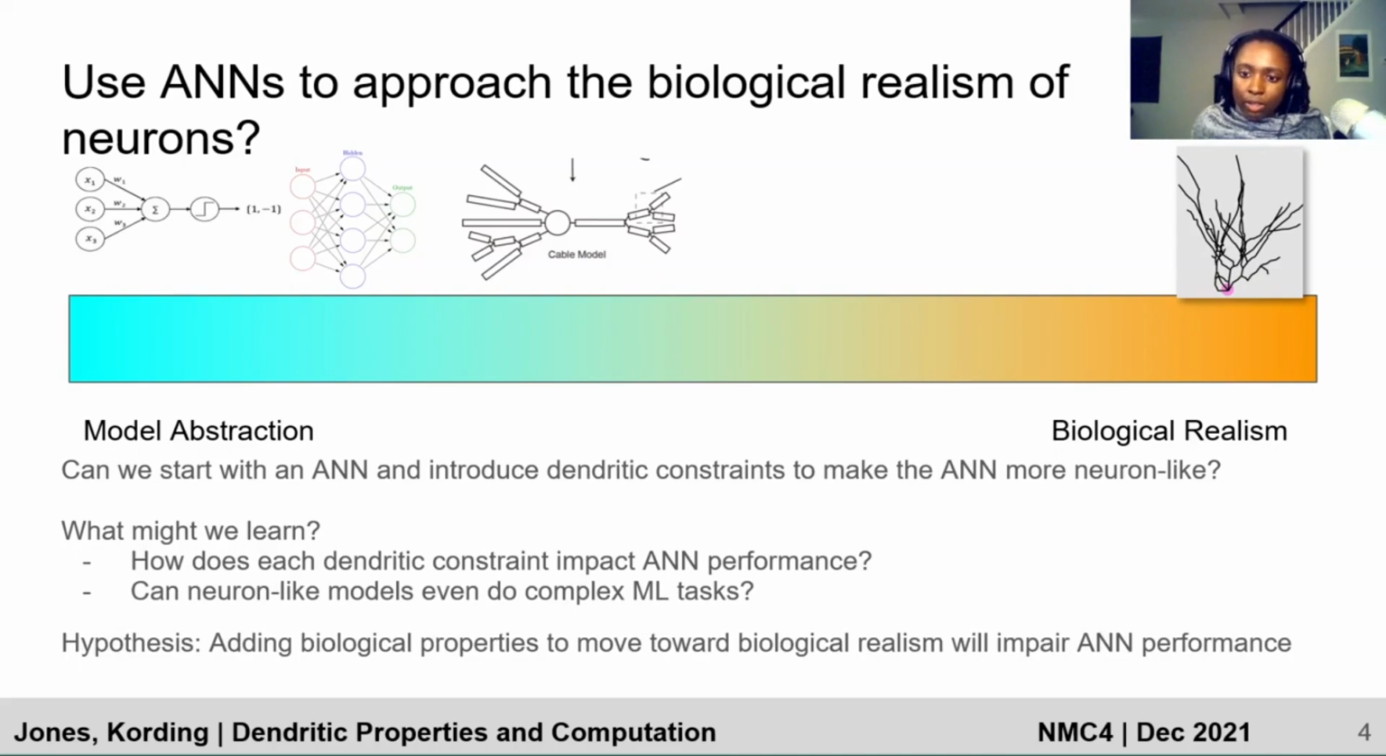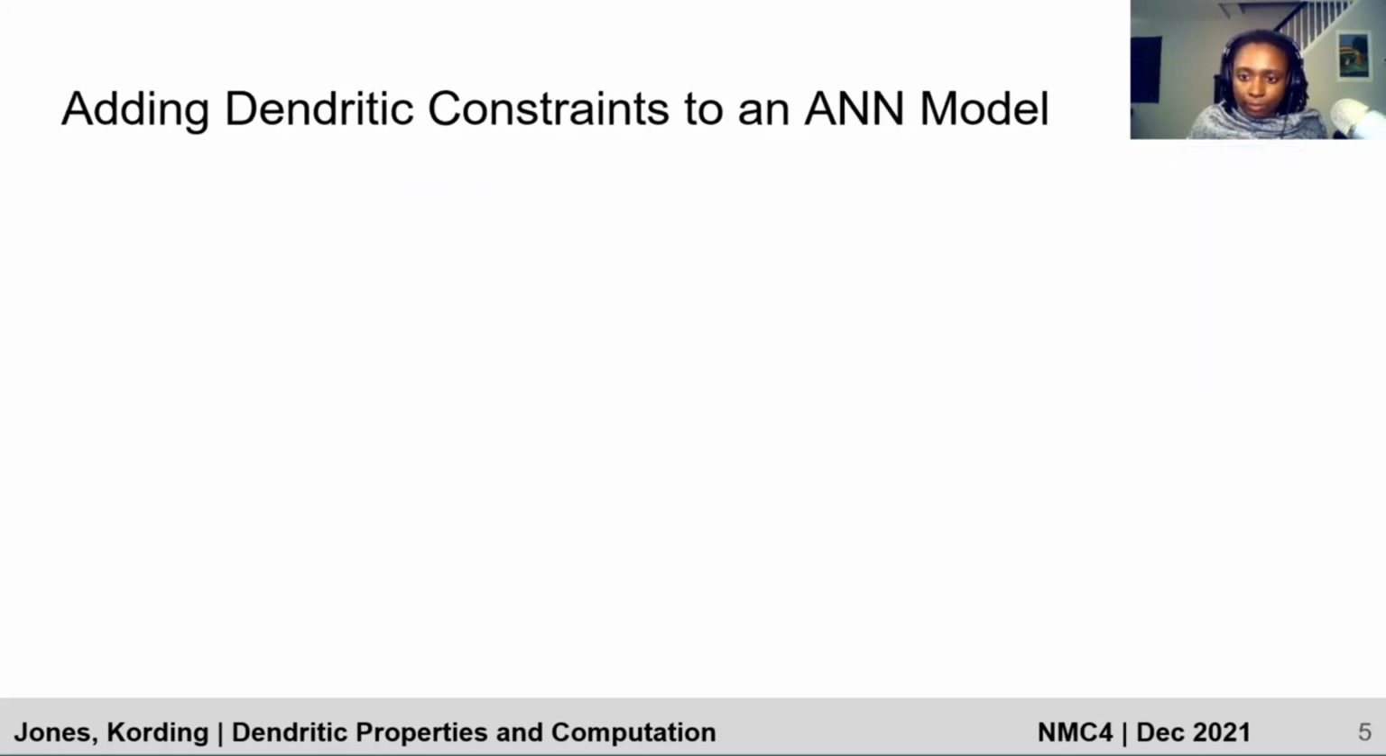If we assume that neurons are quite limited in their computational capabilities because of their biological qualities, we might hypothesize that adding biological properties to move toward biological realism will impair ANN performance. So now I'll talk about constraints we added. This work spans 2 papers.